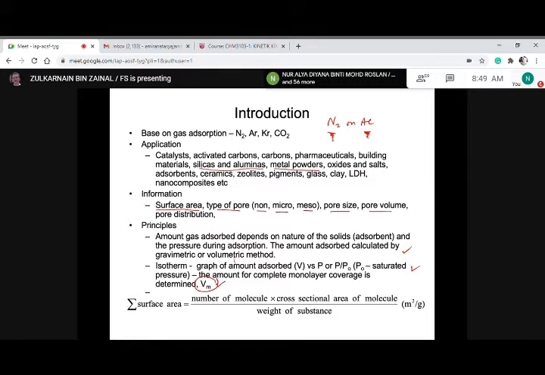Okay, so from there you can get the total surface area as the number of molecules of gas times its cross-sectional area, divided by the amount of the adsorbent that you use. That will give you the surface area. Normally, the surface area is quoted in meter square per gram. Okay, so how do we do that?